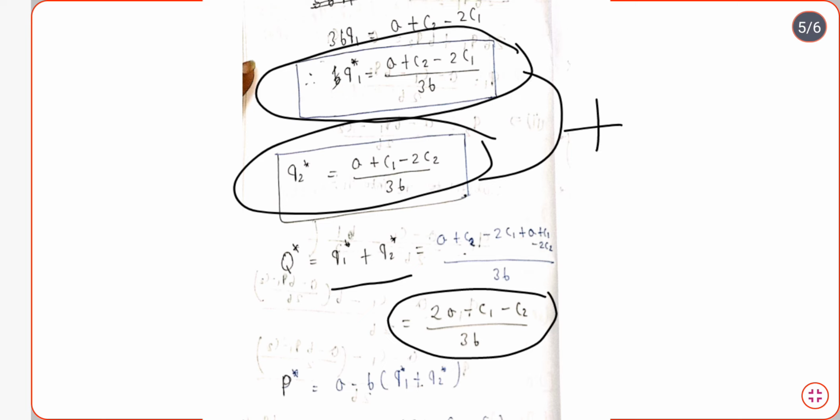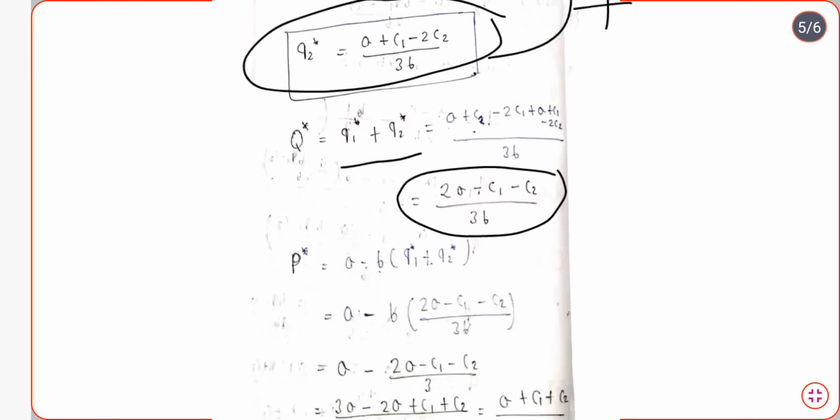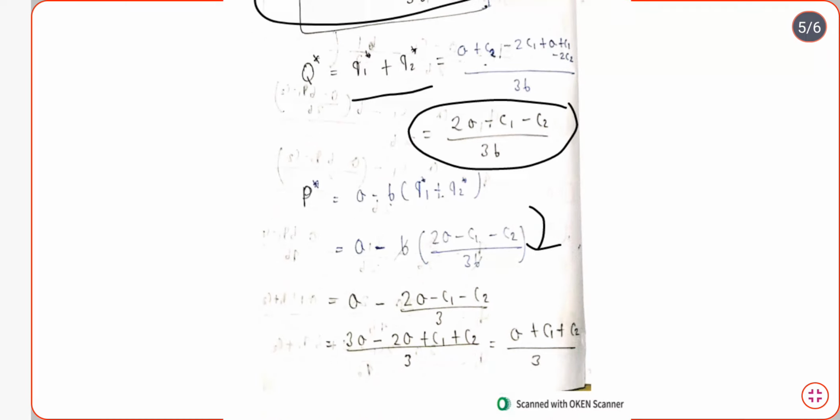Then we are going to talk about P star, that is the optimum market price. P star is A minus B into Q1 star plus Q2 star, obtained from the linear demand function obviously. After putting this value of Q1 star plus Q2 star in this portion, we have obtained the value of P star as A plus C1 plus C2 by 3. So in this way we have obtained the market price.